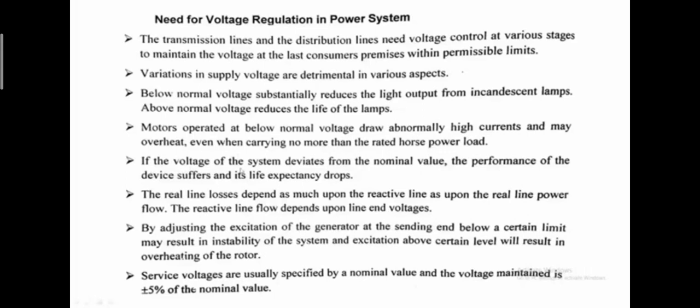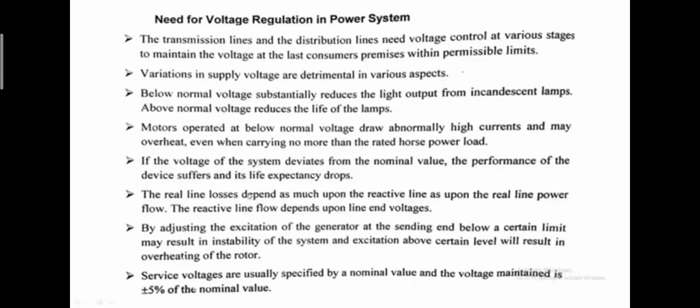If the voltage of the system deviates from the normal value, the performance of the device suffers and its life expectancy drops. Okay. If the system voltage deviates from the normal value, that means it decreases below the normal value, the motor running performance decreases. The light glowing illumination also decreases. The performance of the system, our expectation, is decreased.